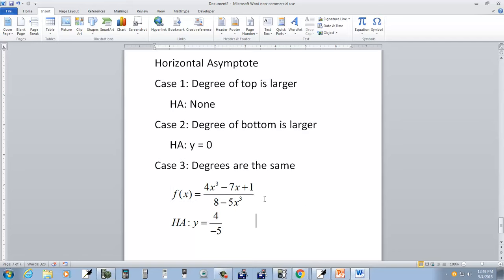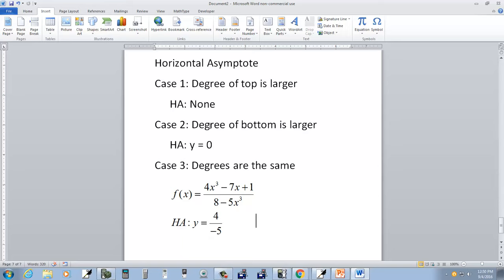Okay. Degrees are the same. Degree is the largest power of x. Degree of the top is 3. Degree of the bottom is 3. So you create a fraction, taking the coefficient, the number that's in front of the x to the largest power. So I'll take the 4 there, put it on top, and down here I'll take the -5, the number in front of the x to the largest power. And that's where the -5 comes from. So a horizontal asymptote will be y is equal to -4/5.